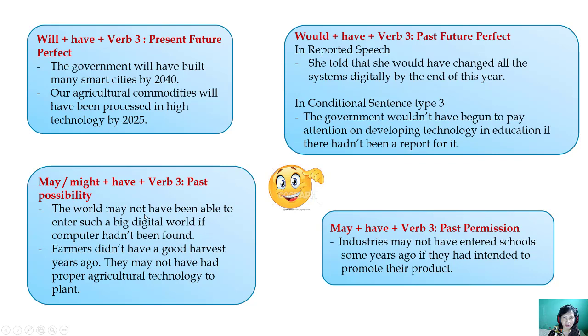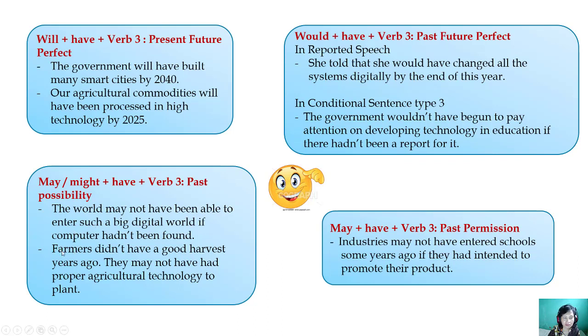There was a possibility that the world didn't enter under this condition. Computer was not found, but the computer was found. That's why the world entered a big digital world. So there was a possibility.